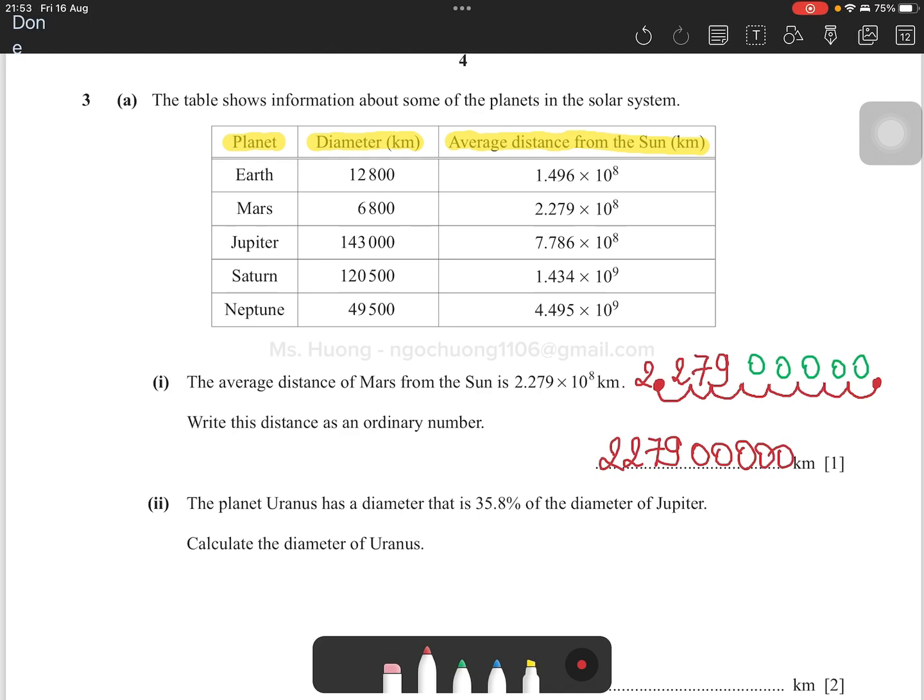Second question. The planet Uranus has a diameter that is 35.8% of the diameter of Jupiter. The diameter of Jupiter is here, 143,000. So if Uranus is 35.8% of that, we multiply 35.8% by 143,000 to find the diameter of Uranus. And the answer for this is 51,200 kilometers.